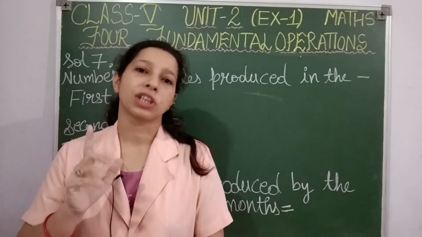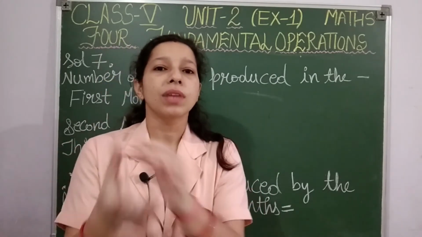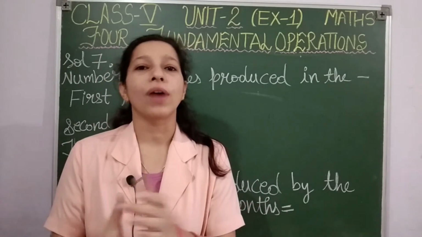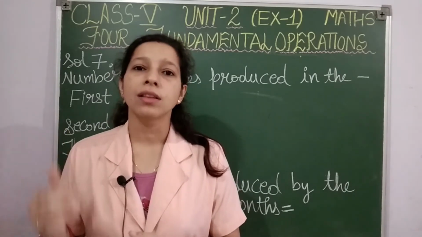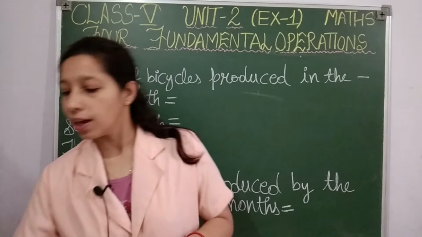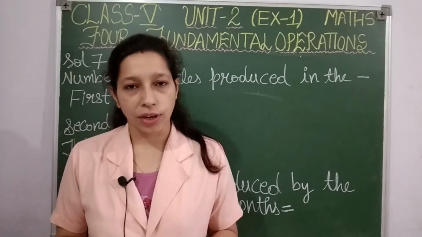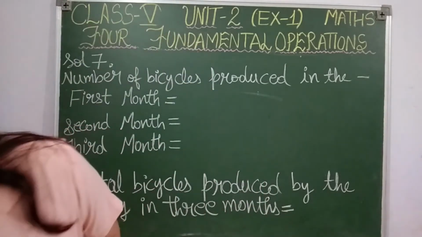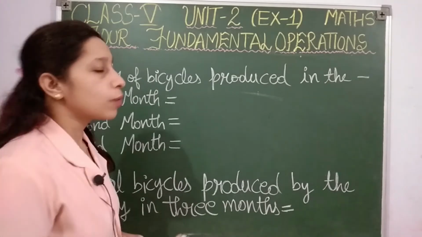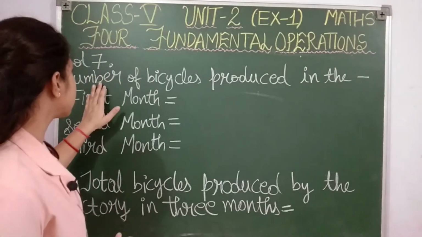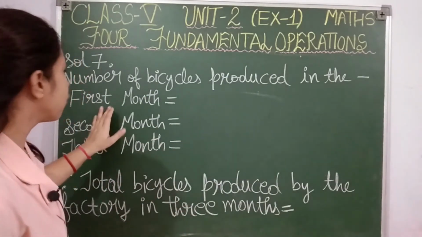In the first introduction video I have explained this topic, isn't it? Whenever we have to take something all together, or whenever we have to find the total of something, then we have to add. So here we are going to add the bicycle production given for 3 months. Let us see how. So students, here steps I have already written. My first step is number of bicycles produced in the first month.